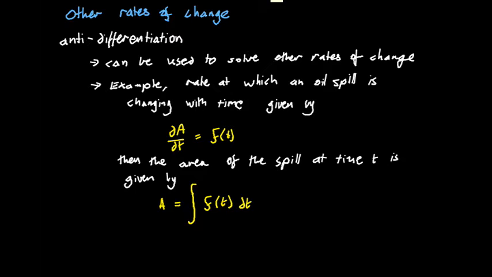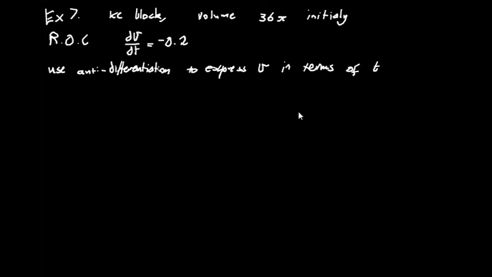Other rates of change, so anti-differentiation can be used to solve other rates of change. For example, if we have an oil spill changing with time, we can find that its area as it changes with time, dA/dt, is going to be some function. We can find the area of the spill at any time, and we can find that by finding the antiderivative of that function. And that's what we're going to have a look at in this worked example 7.